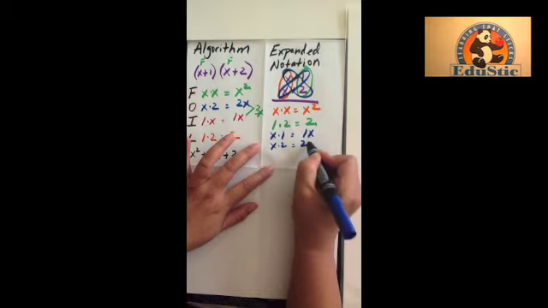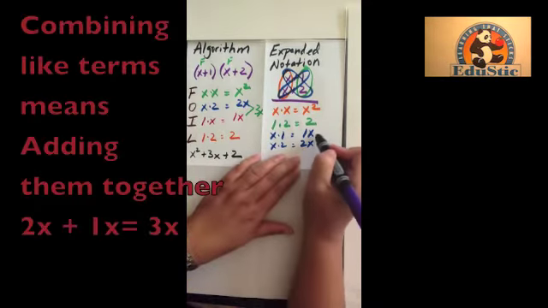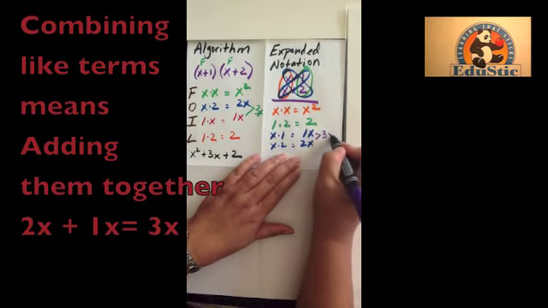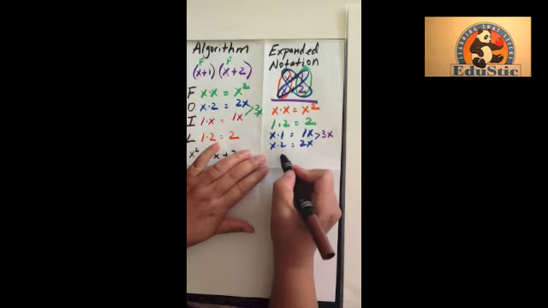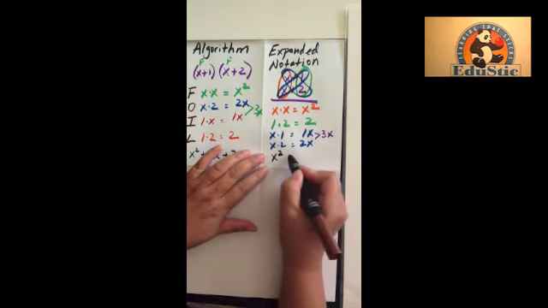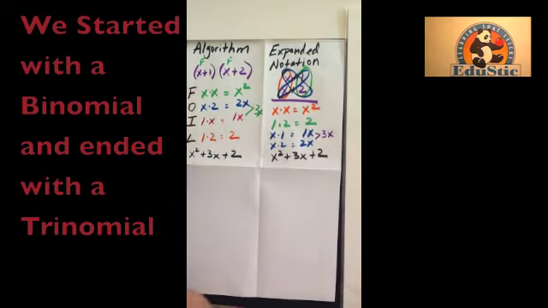the same as 2x. And I notice right away that these are like terms, so I can rewrite these as 3x. I now can go ahead and bring everything down, and I have now x squared plus 3x plus 2. I've changed a binomial to a trinomial.